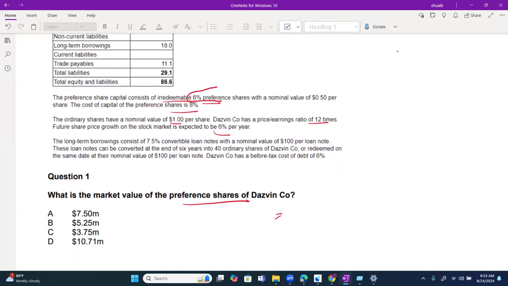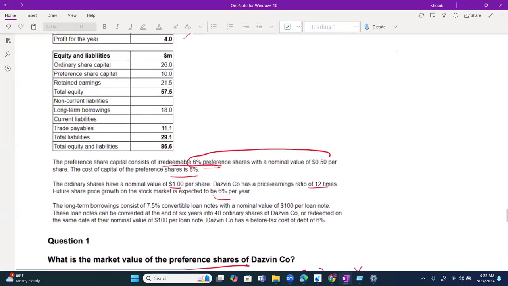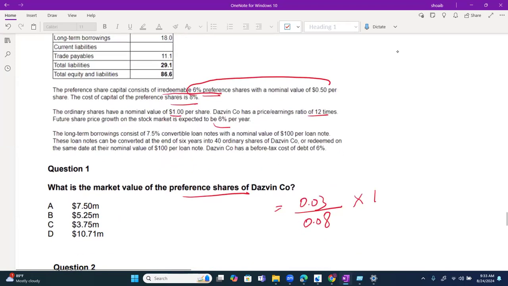Okay. 6% dividend into 0.5, 0.03. Divide by 0.08. Into what is the value of the preference share? 10. 3.75. 3.75 is the answer.